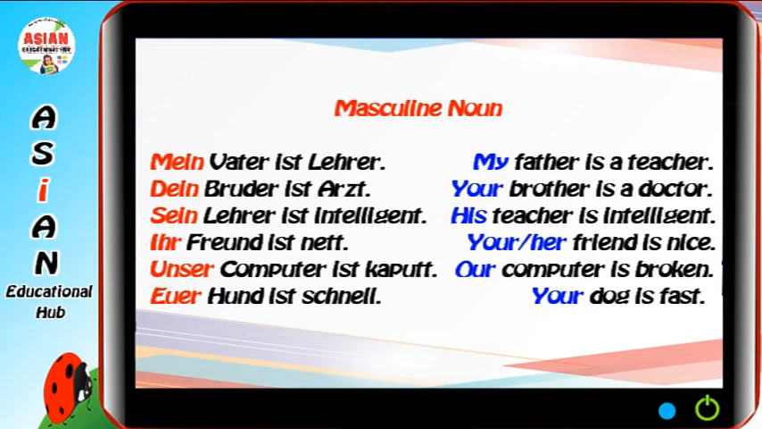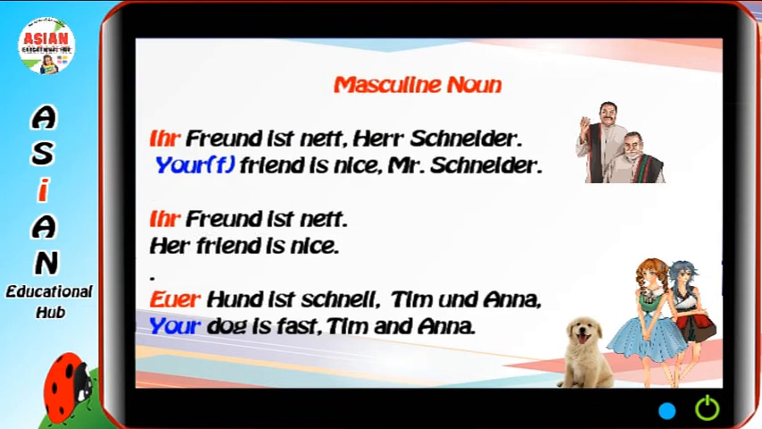Unser Computer ist kaputt. Unser means our. Our computer is broken. And euer Hund ist schnell. Your dog is fast. Euer means your. Your means we are talking to a group of people in an informal way.